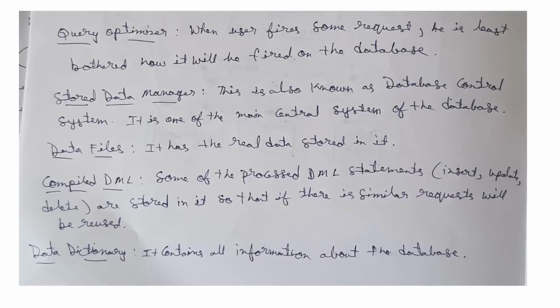Coming to the next page: query optimizer, storage data manager, data files, compiled DML, data dictionary. So let us discuss query optimizer. When the user fires some request, he is at least bothered about how it will be fired on the database. That is called the query optimizer. Coming to the stored data manager, this is also known as the database control system. It is one of the main central systems of the database.